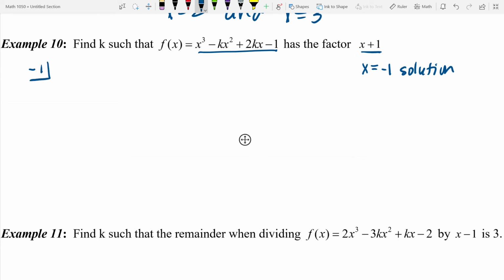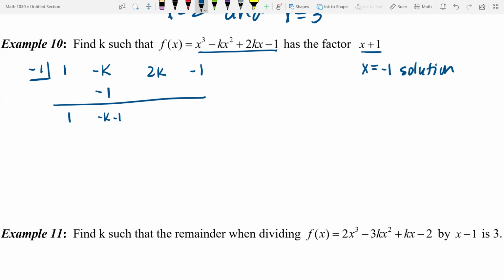What's in front of the x to the third? A 1. What's in front of the x squared? A negative k. What's in front of the x? A 2k. What's the constant? Negative 1. Draw your line. 1 comes right down. 1 times negative 1 is a negative 1. Now this is weird because you can't combine a negative k and a negative 1. That's okay. Just write it as negative k minus 1.